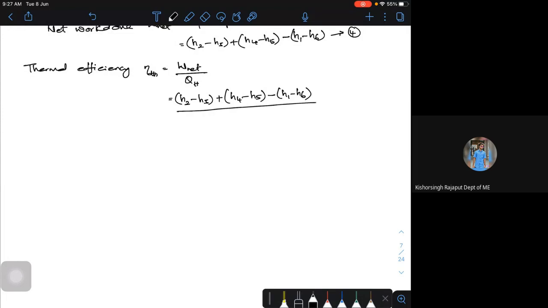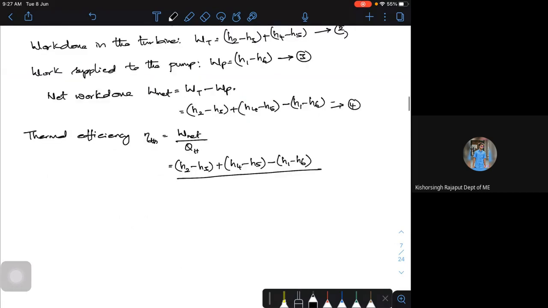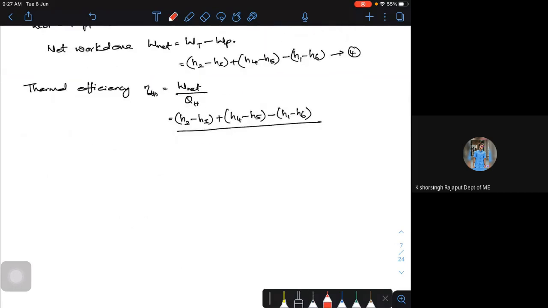divided by the heat supplied. What is your heat supply? This is equation number 1: H2 minus H1 plus H4 minus H3. So this will be the expression for your thermal efficiency. Is it possible for us to simplify this? No further simplification is possible because most of the enthalpies are different. Let me call this equation number 5.